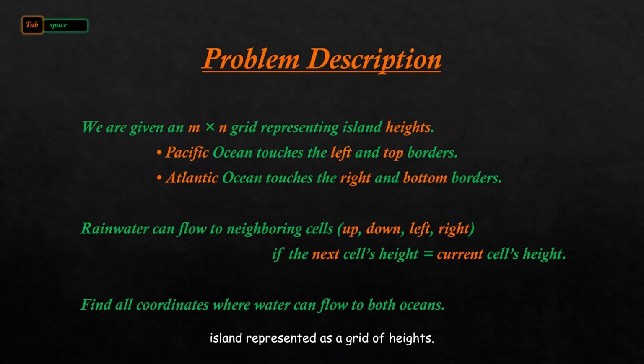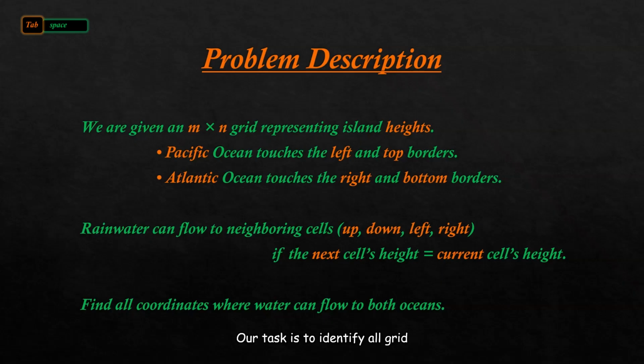Imagine an island represented as a grid of heights. Every cell marks elevation above sea level. The Pacific Ocean touches the island's left and top borders, while the Atlantic Ocean meets the right and bottom edges. Rainwater flows from higher to lower or equal neighboring cells, north, south, east, or west.